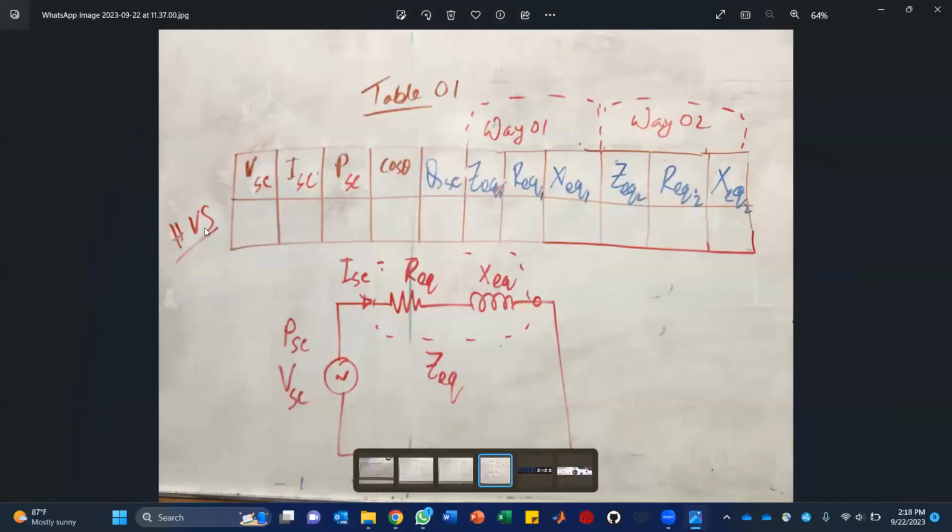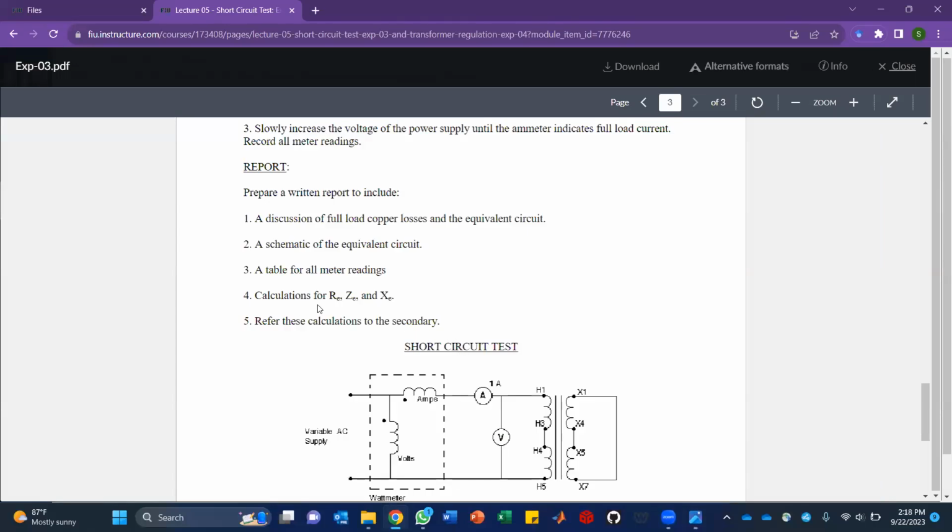HVS means high voltage side, and calculation for Re, Ze and Xe. I want you to calculate all of this and refer to the secondary. So I want you to calculate Re, Ze and Xe for the secondary, because we are supplying everything from the primary. We are looking at the circuit from the primary side, but I want you to do it for the secondary. So there are equations.